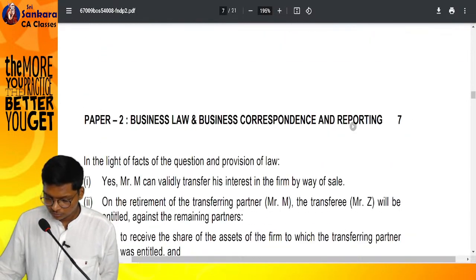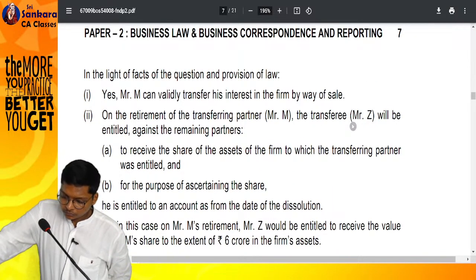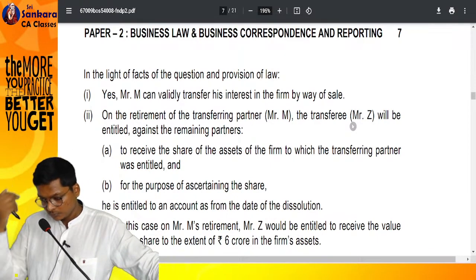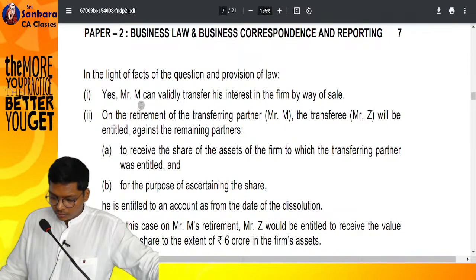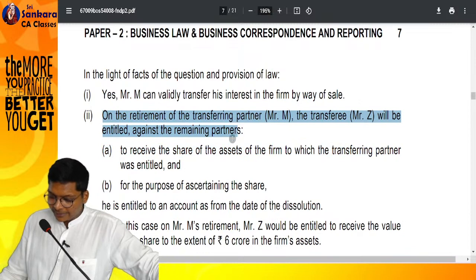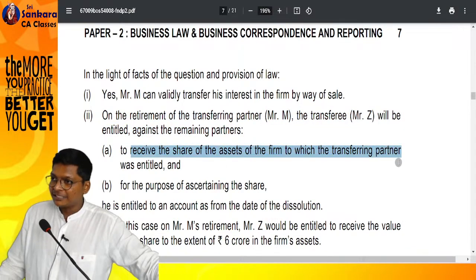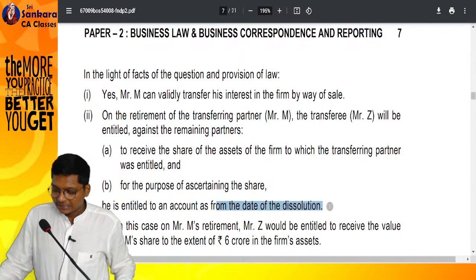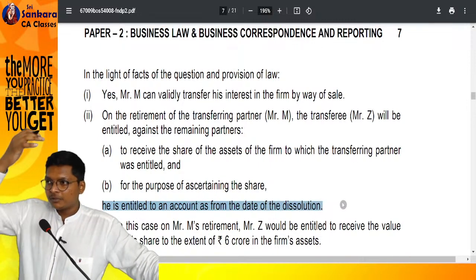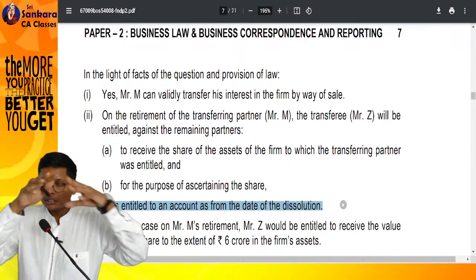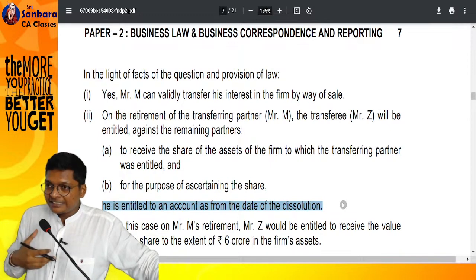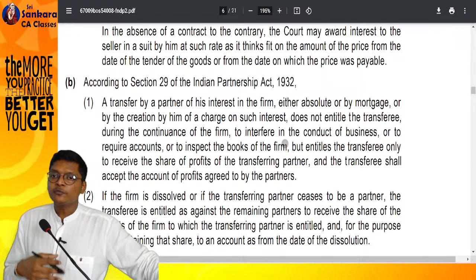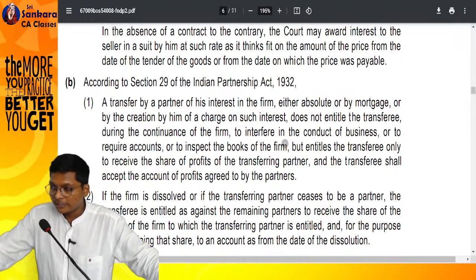You will not become a partner, but on retirement of the partner, it will be against the remaining partners. You can only get the share of assets to which the retiring partner is entitled, share of property, but ascertaining his share. But if the firm goes into dissolution, he is entitled to an account, a breakup. Accounts for dissolution, so dissolution of partnership, breakup of the share of property. You will still not be a partner. Can I take part in conduct of business? No. This concept of section 29, at least 3 to 4 times they tested in the past few exams, 21, 22.